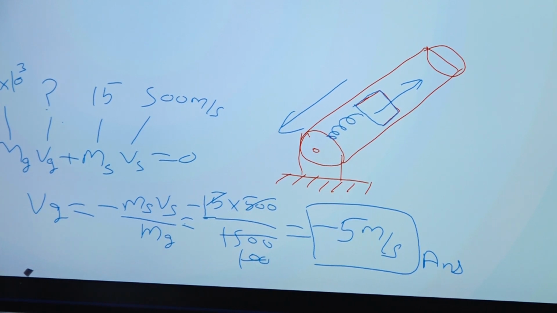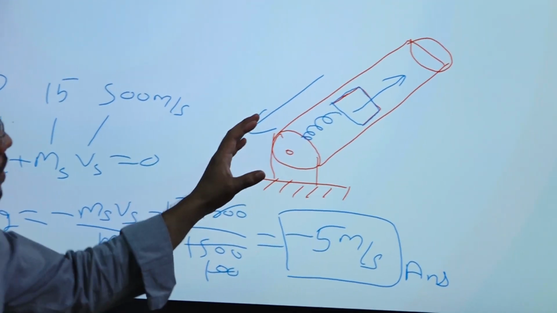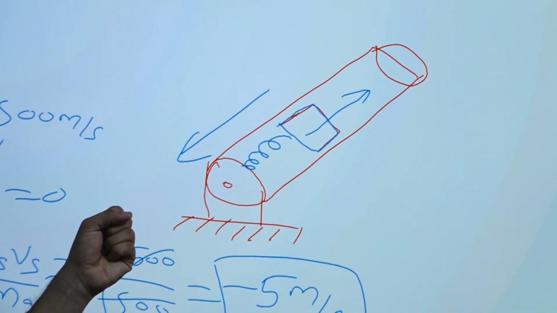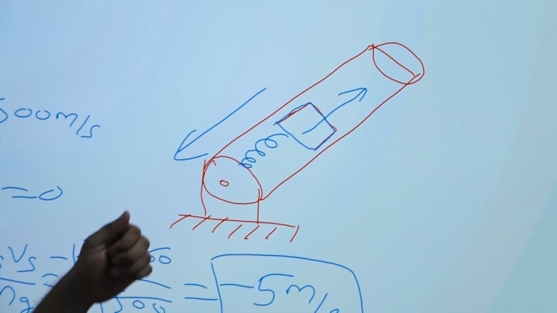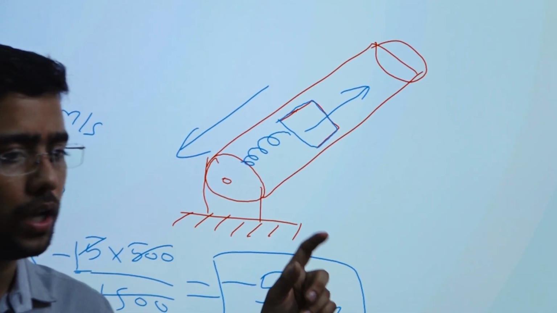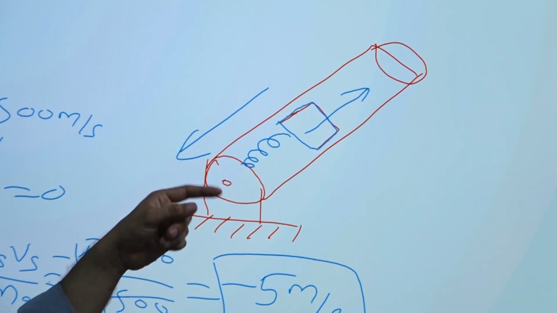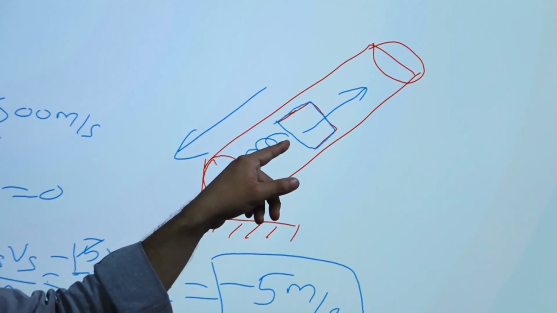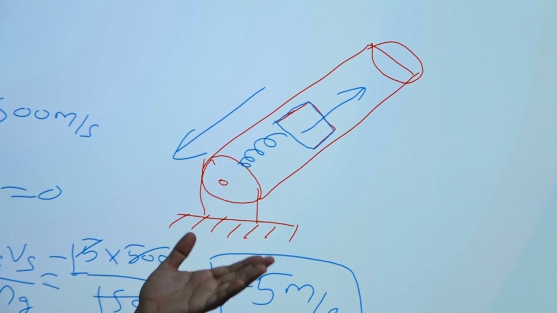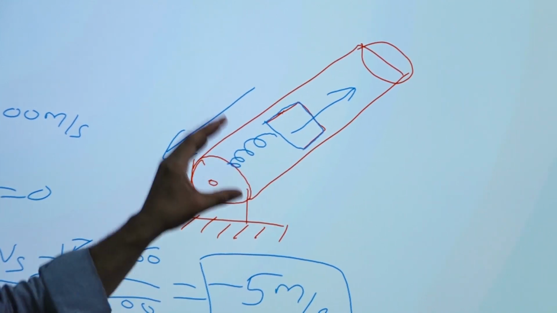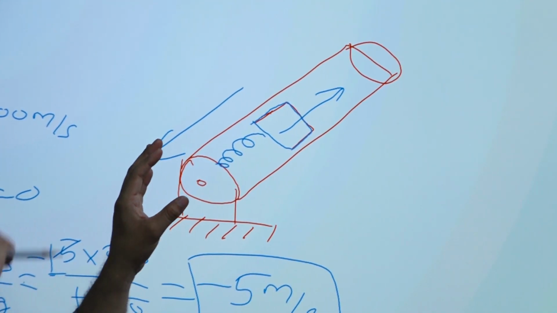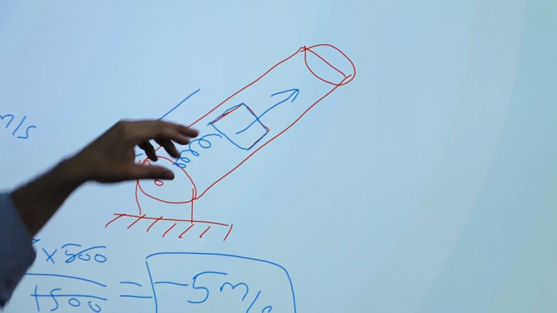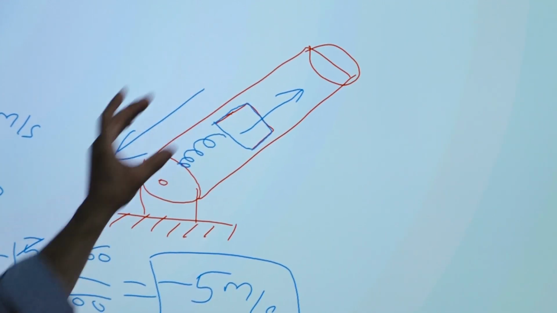We cannot allow this gun to recoil too much, right? Because in real conditions you have to fire the shell continuously. So after firing one shell, you have to stop the gun as soon as possible. When the gun is stopped, you will fire another shell. So continuously you are firing shells. So this gun that is recoiling should stop as early as possible.